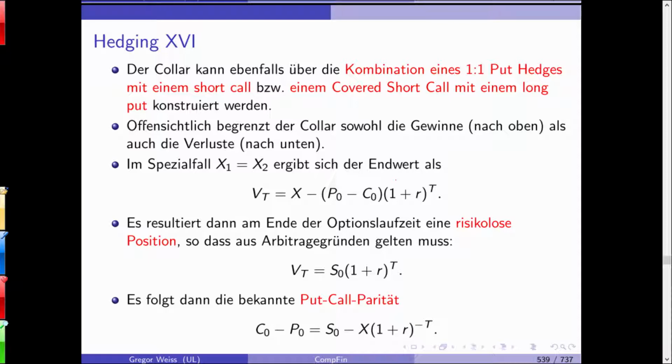And everything is observable. X, the strike, is known, the interest rate is known, you know the maturity, and of course, if you know one of the option prices, you always know S0, the current underlying price, and you can calculate the put price from a call price or vice versa. This is the put-call parity.